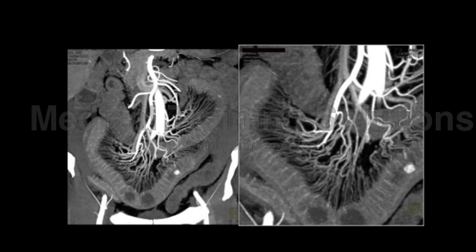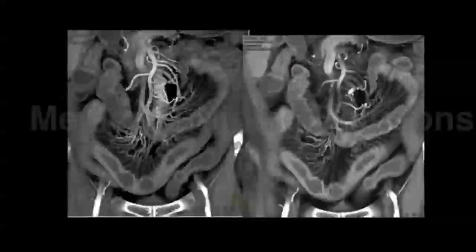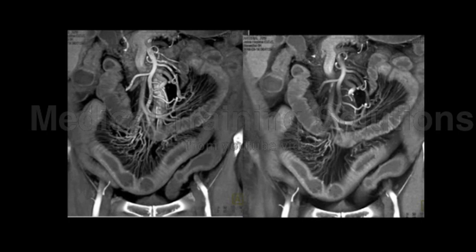Then we take one more step and we put it in MIP, and now look how nicely we can see the vessels, the vasa recta are very easy to see, the increased flow into the bowel very nicely defined. Now remember with MIP, as in this case, you don't see the bowel as well as you would like, so we go to the volume rendering and now see the abnormal enhancement of bowel, the white bowel, and the strictures.